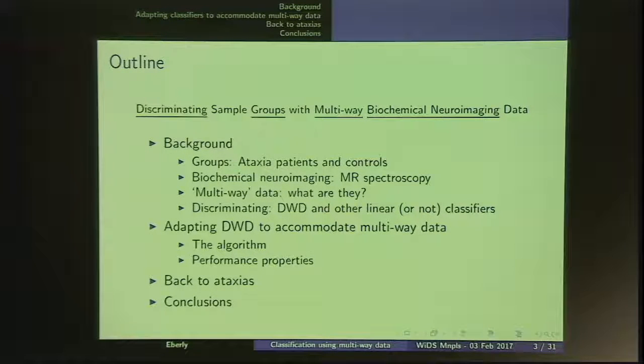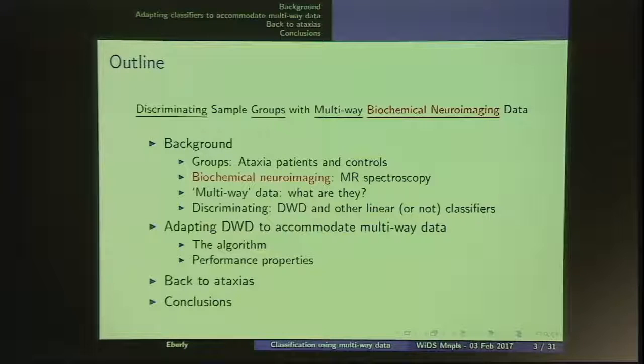So I'm going to spend a little more time on background than I might usually because I wasn't quite sure who would be in the audience. So first I want to tell you what all the things in my title mean. So what groups am I talking about today? I'm talking about ataxia patients versus similar aged healthy controls.